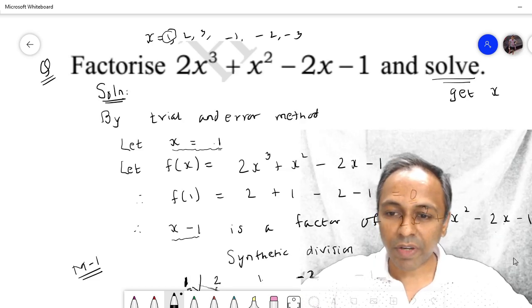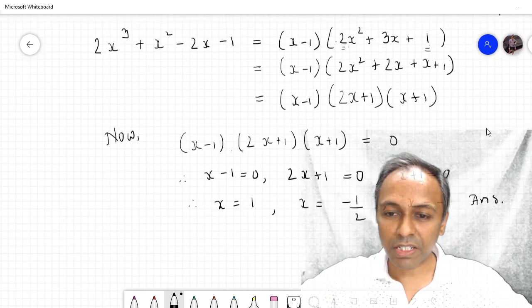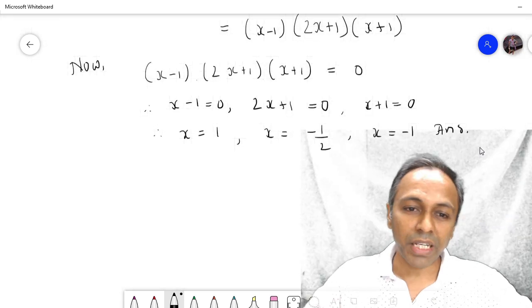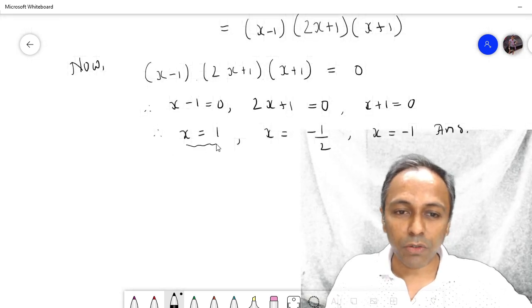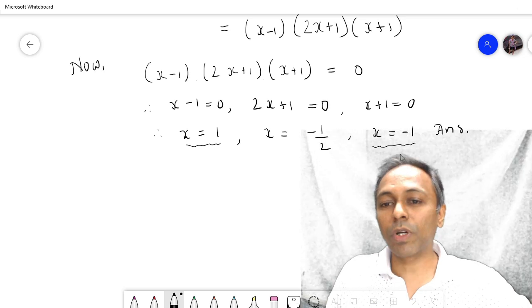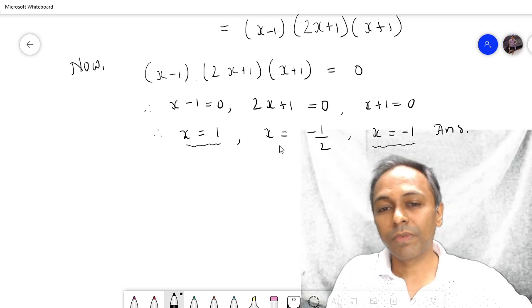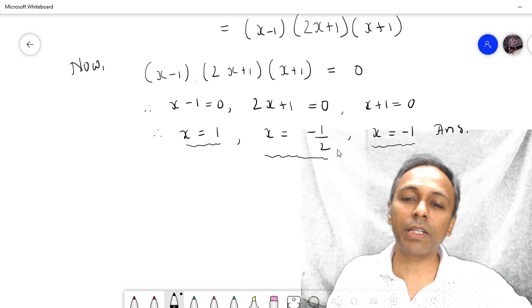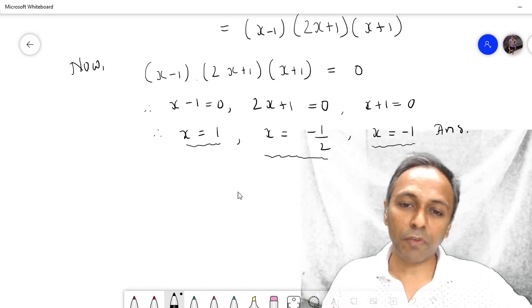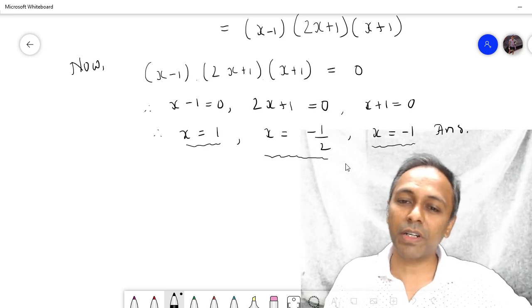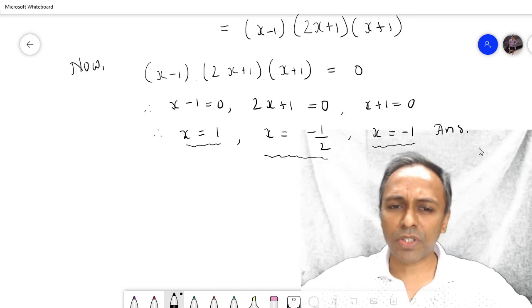But after seeing this final answer, we are realizing that 1 was already there, even minus 1 would have made your polynomial 0. Even minus half could have made the polynomial 0. Of course, guessing minus half was very difficult, but minus 1 could have struck us.